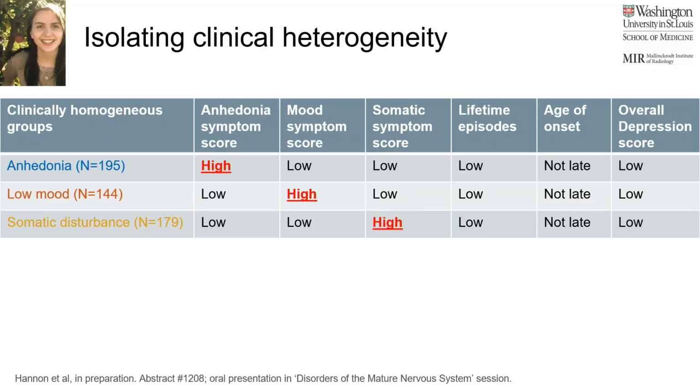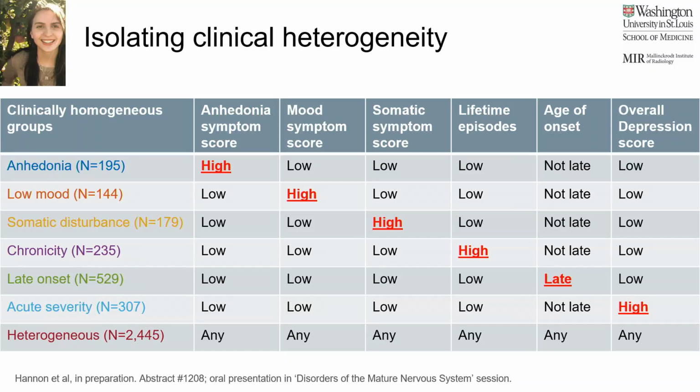But when you've got a population sample of thousands or tens of thousands of people, you can find those individuals that score highly on one symptom but low on all of the other symptoms, and that's what we're doing here. We also looked at some other clinical features of depression, for example, chronicity versus acute severity, where chronicity is the number of lifetime episodes someone has, and acute severity is their depression score right then on the day of the scanning. Again, usually those are highly correlated.